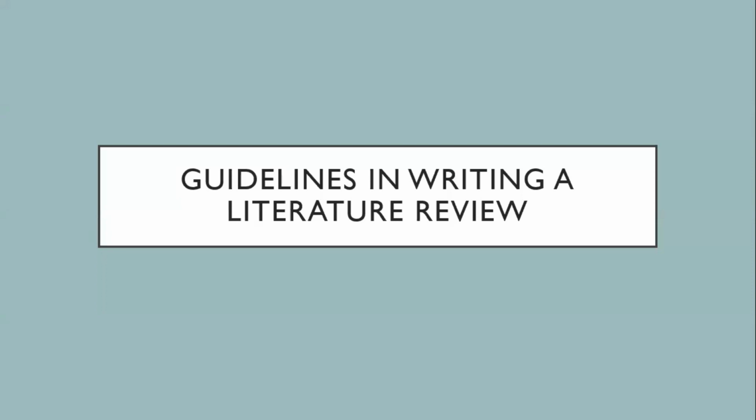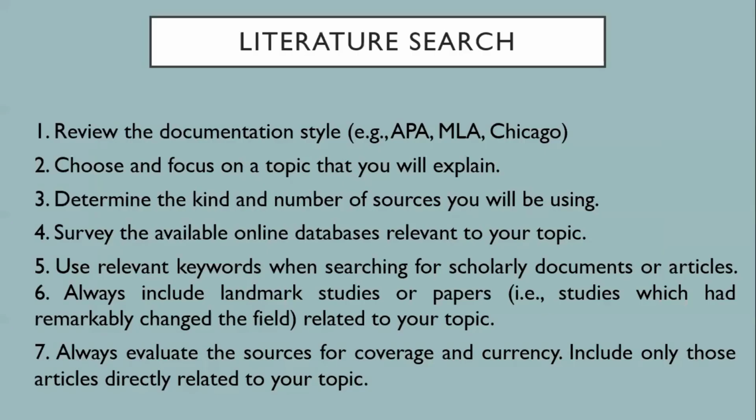And let's proceed to the guidelines in writing a literature review. First, review the documentation style, for example APA, MLA, or Chicago. In our case, we have to use the APA style, or American Psychological Association, the most recent being the 7th edition. Next, choose and focus on a topic that you will explain. So include only the literature that is significant in your study. Determine the kind and number of sources you'll be using. So gather written sources as much as possible in order to have a rich literature review. It's important that you enrich your literature review.